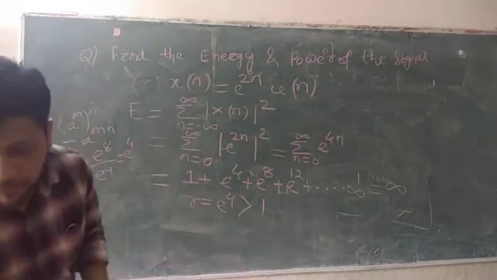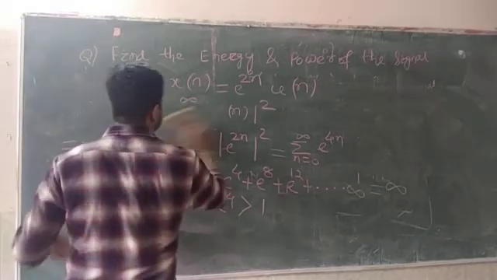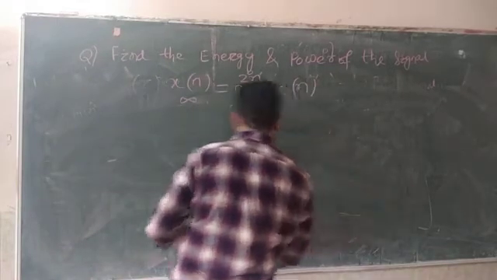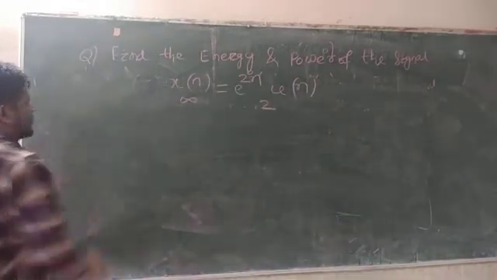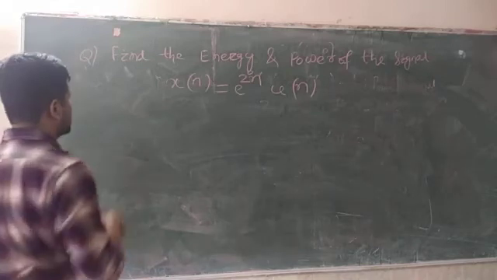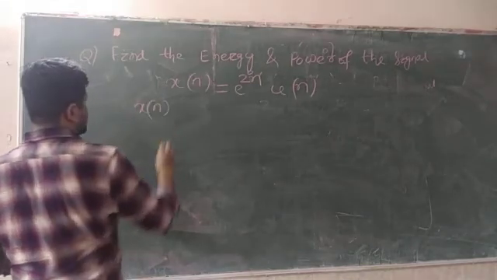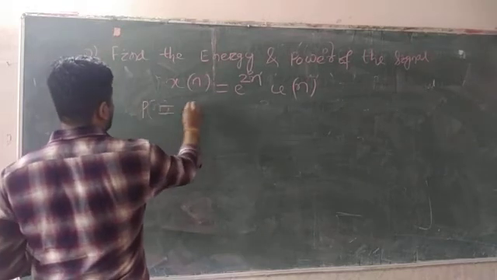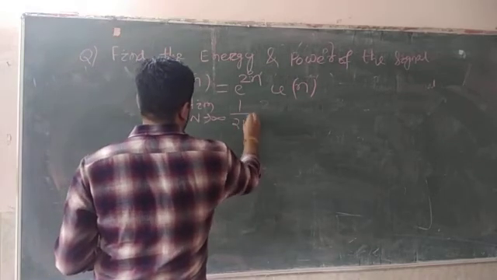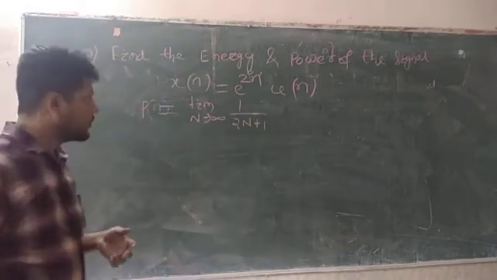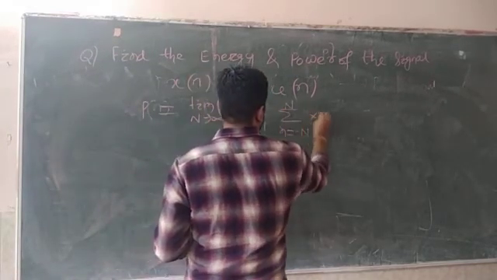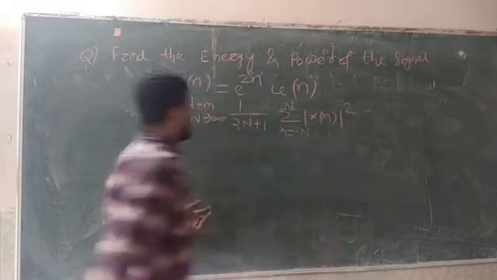So now I will find the power of the signal. How to find the power of the signal? For x of n, the power of the signal P equals limit n tends to infinity 1 by 2n plus 1, summation of n equal to minus n to n, x of n magnitude square. This is very important.